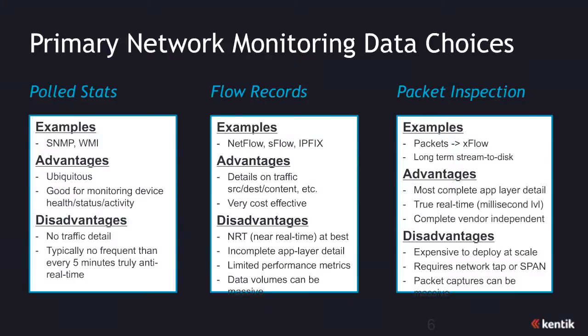In particular, the big advantage for flow records is that it gives you the detail of the traffic: source, destination, port, protocol, ASN. There's plenty of details in there. It's not as complete as the next one we'll talk about from an application detail perspective, but it's much more data than you can get from SNMP. It's also very cost effective because it's lightweight. The devices are the sources.